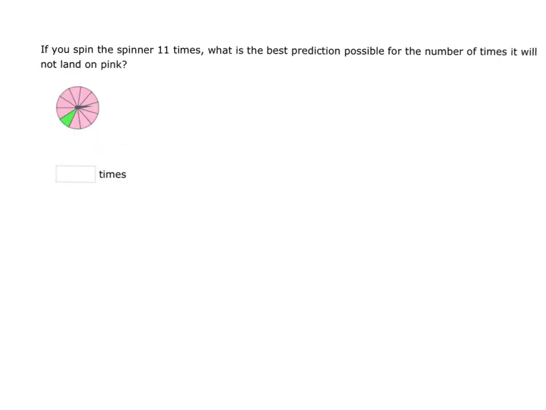If you spin the spinner 11 times, what is the best prediction possible for the number of times it will not land on pink? So first job, we want to figure out how many sections there are on the spinner. So let's count 1, 2, 3, 4, 5, 6, 7, 8, 9, 10, 11. So there are 11 outcomes, and there is 1 that is green. So if we spun 11 times, we would predict we would get green 1 time. It's more likely that we would get pink.